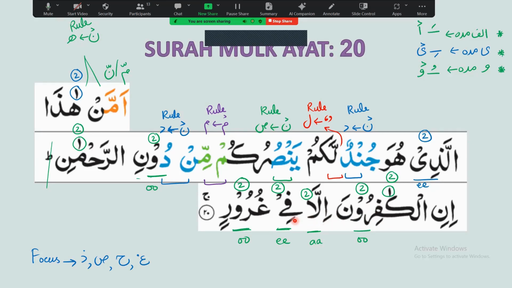Illa fi ghurur. Fa letter, the tip of the upper teeth touches the lower lip and air is released, and we say fi. Fi for two counts here, the e sound in it, because of ya madda.